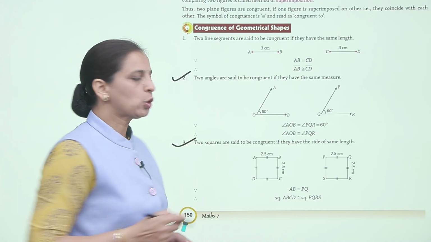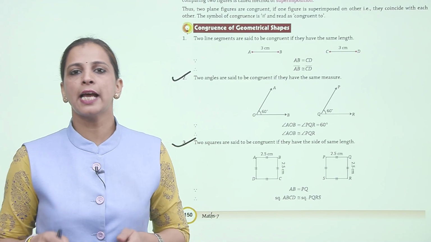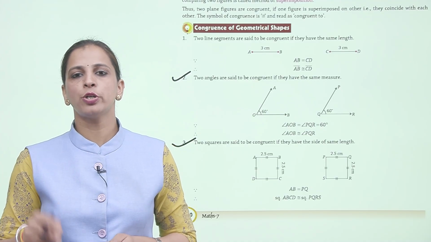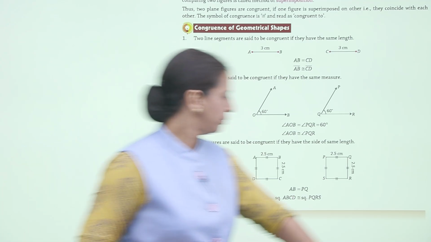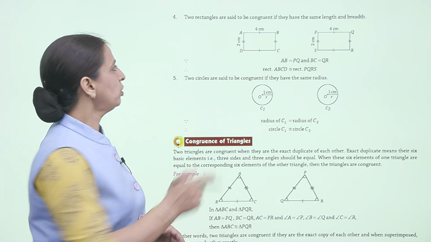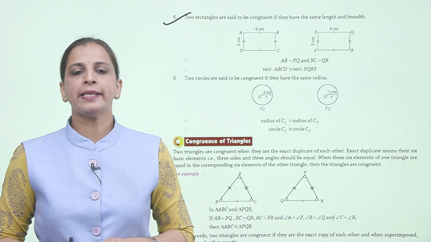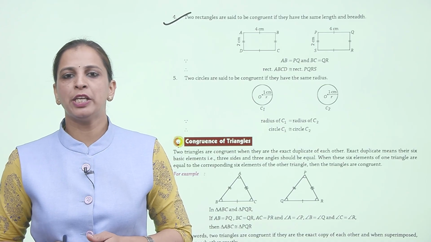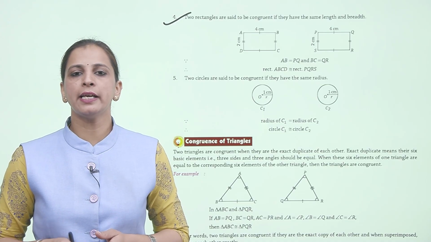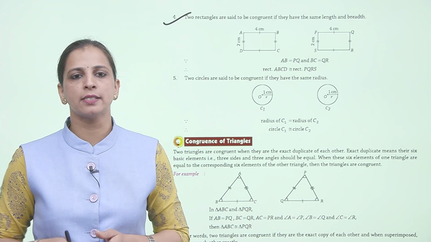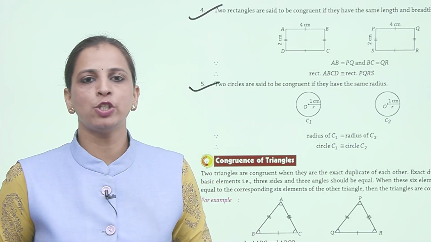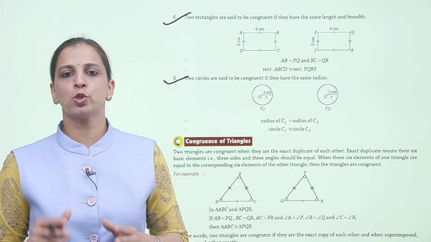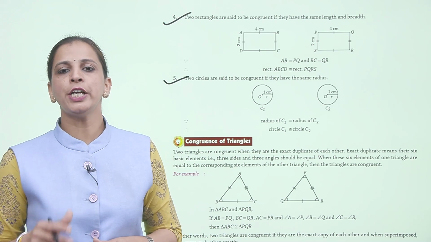Now, third, two squares are said to be congruent if they have sides of the same length. AB is equal to PQ. So, square ABCD is congruent to square PQRS. Now, fourth, two rectangles are said to be congruent if they have the same length and breadth. AB is equal to PQ and BC is equal to QR. So, rectangle ABCD is congruent to rectangle PQRS. Now, fifth, two circles are said to be congruent if they have the same radius. Radius of circle 1 is equal to radius of circle 2. So, circle C1 is congruent to circle C2.